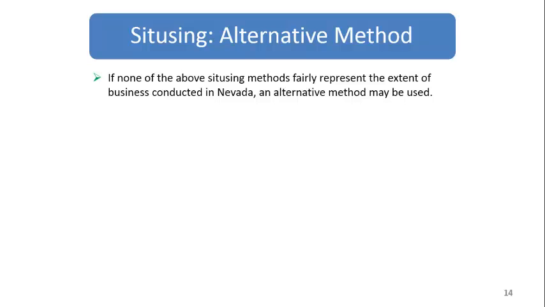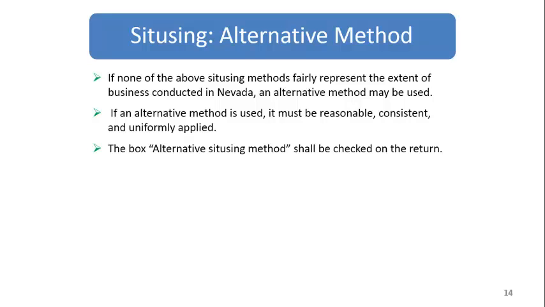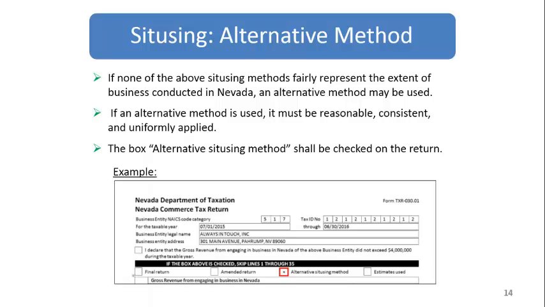What these situsing methods are meant to do is fairly represent the extent of business conducted in Nevada. If the recommended methods do not do that, your business may develop an alternative method. That alternative method must be reasonable, consistent, and uniformly applied. It has to meet all three of those criteria to be acceptable. When you do select an alternative method, please check the box at the top of the return that says Alternative Situsing Method.